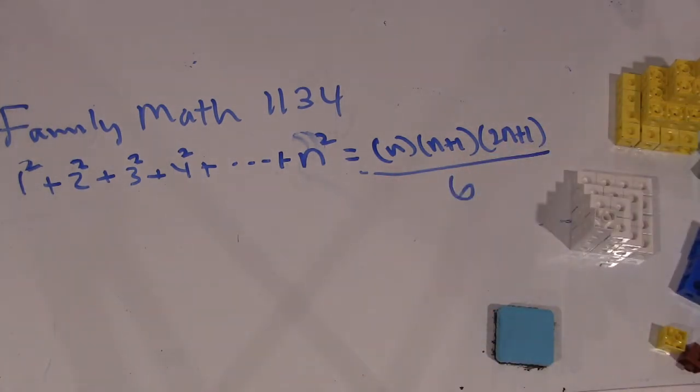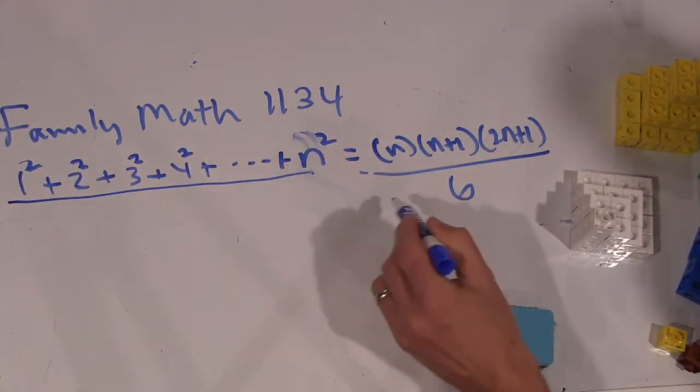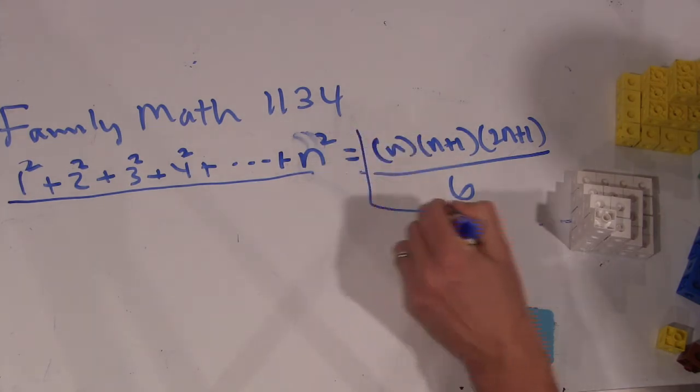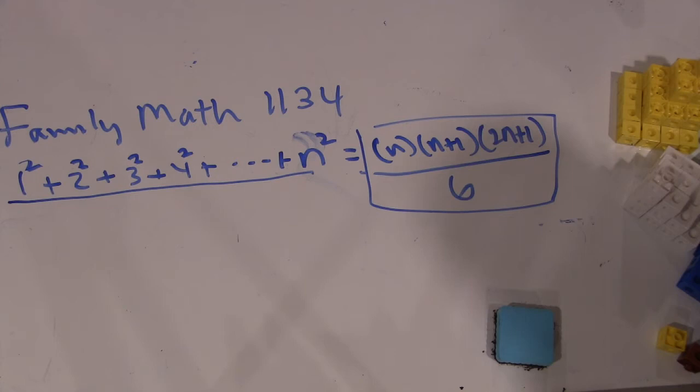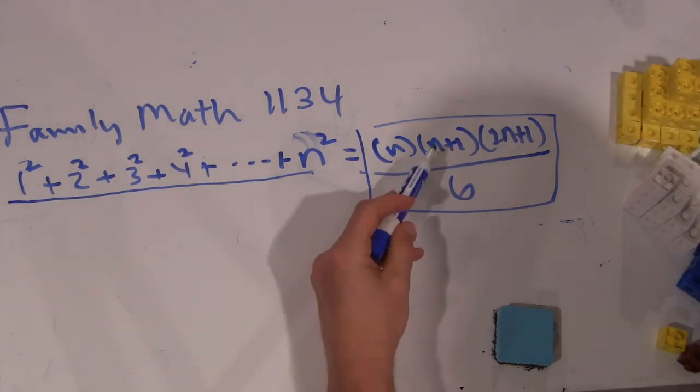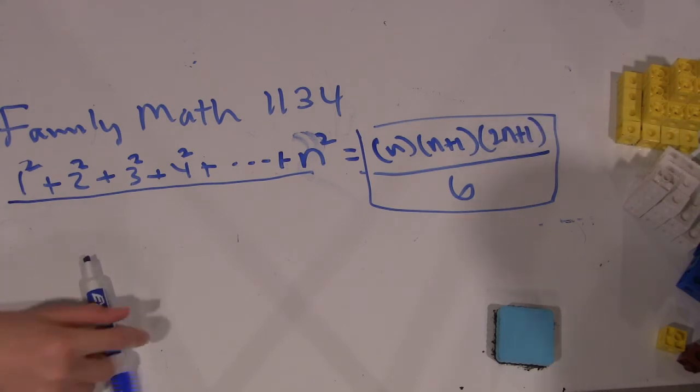Okay. First, I want to ask you, this side's always an integer, right? Yes. Which means if this formula is true, this side should also be an integer. Yep. So why is n times n plus 1 times 2n plus 1 always divisible by 6?